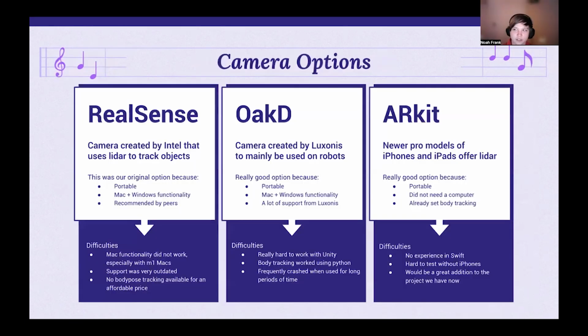We had a variety of camera options to choose between, and we tested many different things. The first camera we tested was Intel's RealSense. This seemed promising as the previous group to work on this project recommended it for future iterations. But upon further testing, we found it did not work well with Macs at all, which caused us to switch to the OAK-D camera by Luxonis.